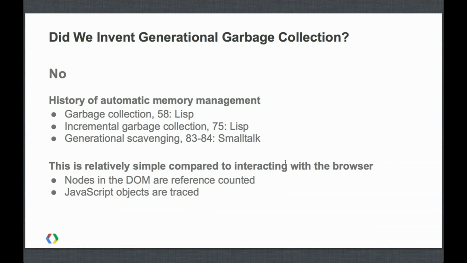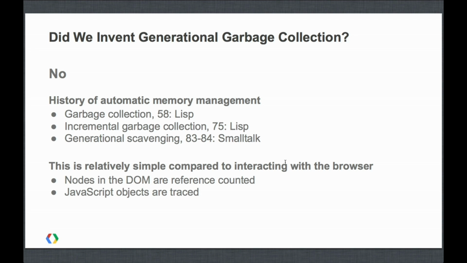Anyways, we didn't invent that either, sorry. There's a long history of automatic memory management done in Lisp in the 50s. Incremental garbage collection was done in the 70s in Lisp as well. And then you have generation-based garbage collection, or generation-based scavenging, that got invented by Dave Ungar in the 80s, and its use in Smalltalk. So all these techniques for doing garbage collection are fairly simple in my mind, because you have all the pointers to the objects and you can just process them.